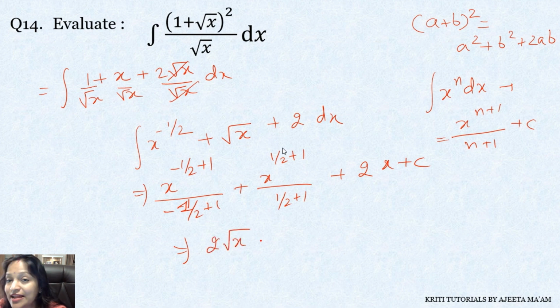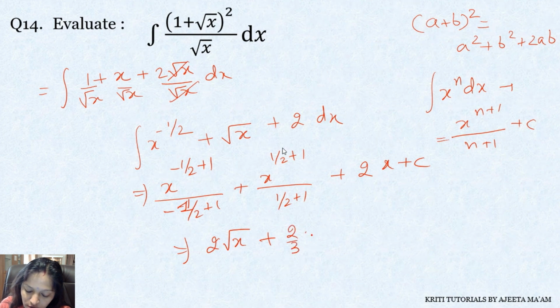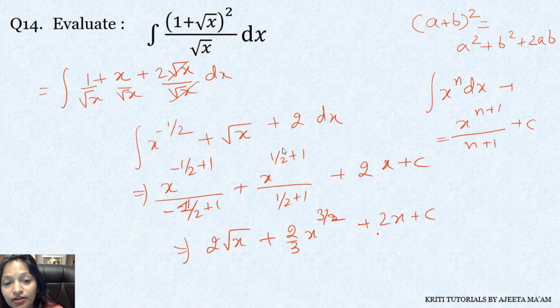Now here what will you get? x raised to 3 by 2. So this will be 2 by 3, x raised to 3 by 2. Right? And here the same thing. Nothing seems to be simplified. So this is our final answer.